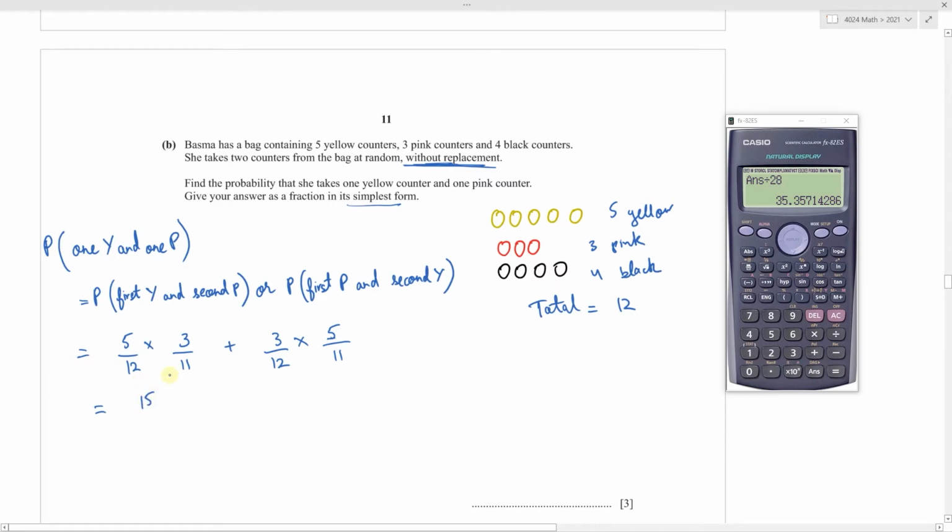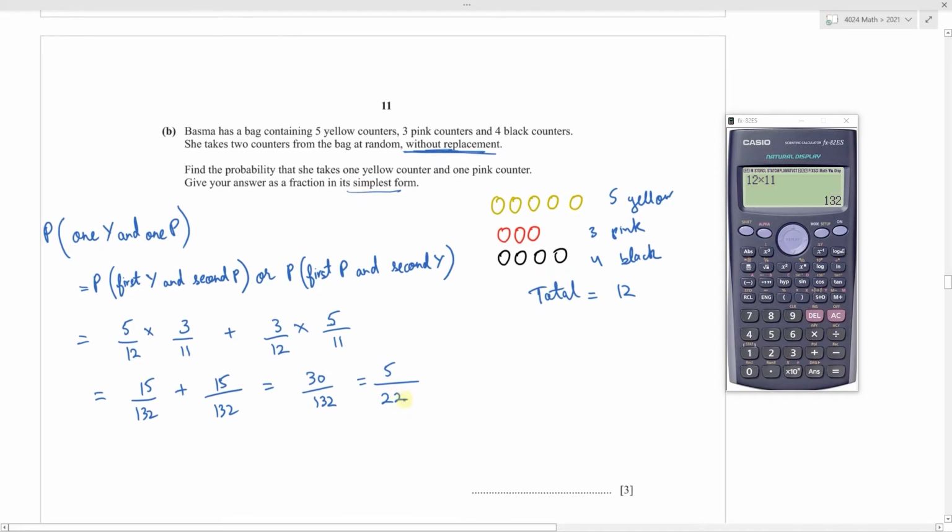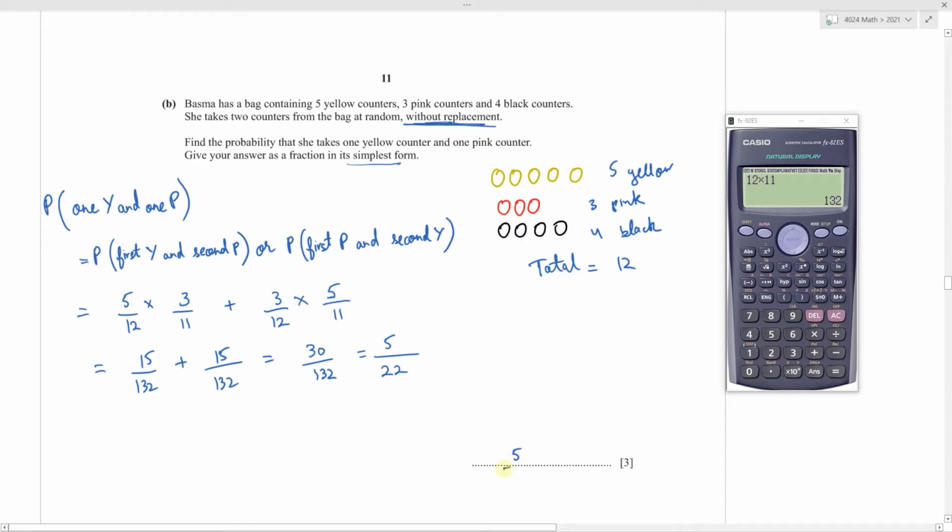So 15 over 12 times 11, 132, plus 15 over 132. So this is 30 over 132. Both are divisible by 6. 6 times 5 is 30, and 6 times 22 is 132, so 5 over 22. I cannot simplify this any further. You have to give your answer in simplest form, so this is the simplest form. This is the probability that if you take out 2 counters without replacement, you will end up with 1 yellow and 1 pink. So probability here is 5 over 22.